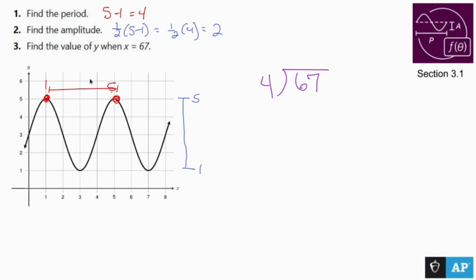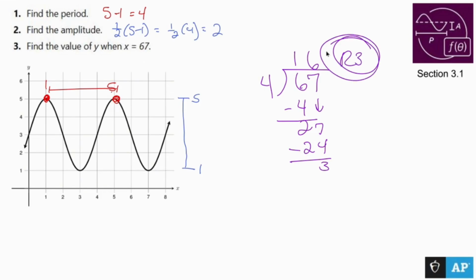Okay, so 4 goes into 6 once. 1 times 4 is 4. We subtract, you get 2. Bring down the 7. 4 goes into 27 6 times. 6 times 4 is 24. Minus, then you got a remainder of 3. So what we just did there is the remainder of 3 tells you where this graph would be had you gone all the way out to 67. So at 3, we're at the very bottom. So the value of y would be 1.